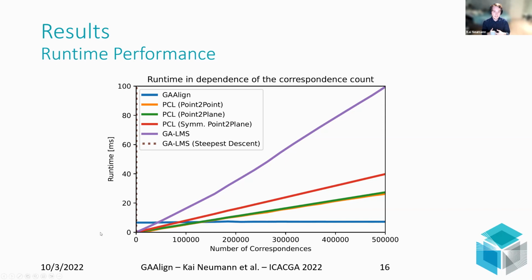And what's notable here is that the runtime of our algorithm stays constant over the number of correspondences, while the other algorithms all scale approximately linearly. This is also true for the GAALMS steepest descent, which is located here very near to the y-axis, which is just very steep, but it's also basically linear.